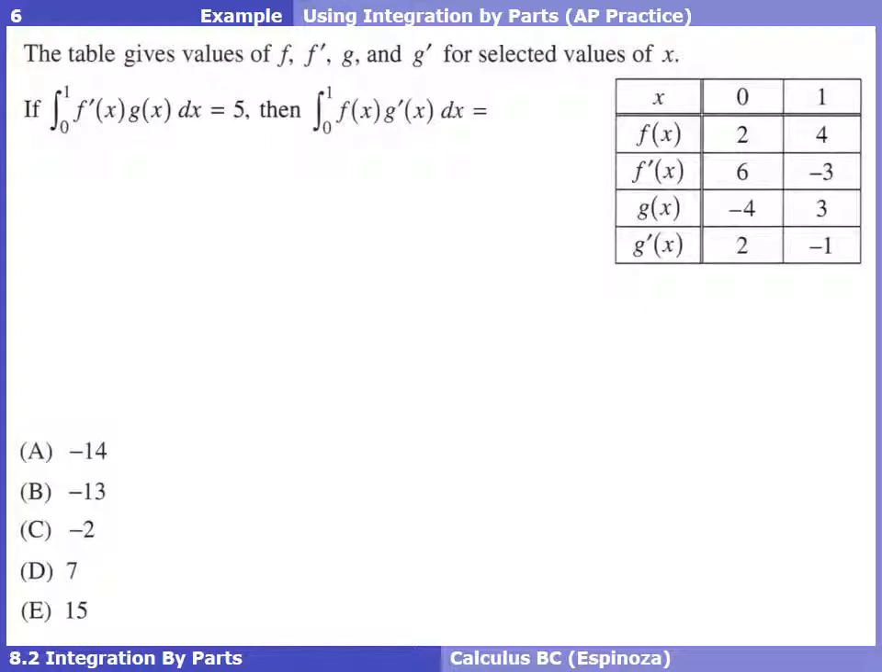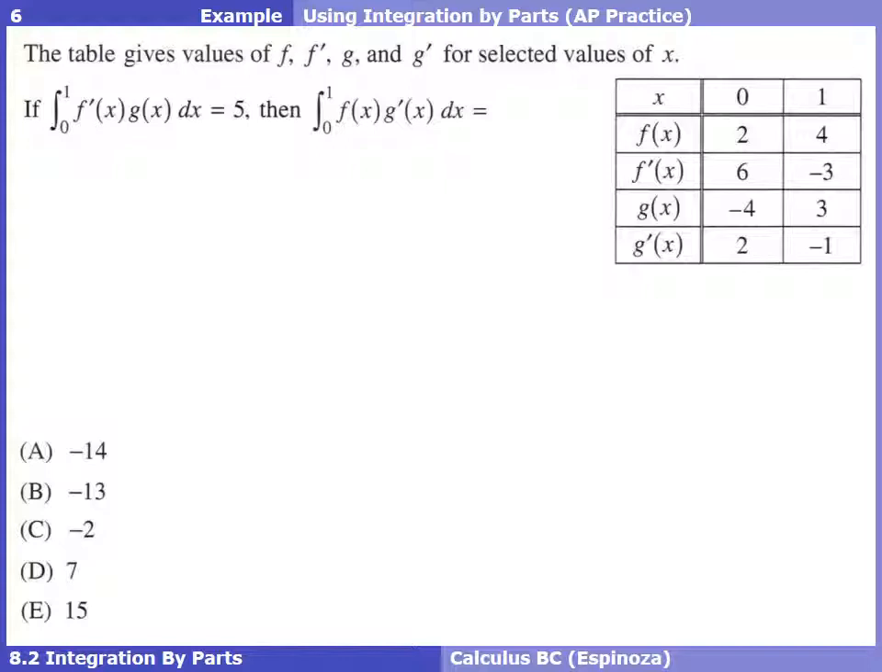Okay, here we have another typical kind of AP test question where they do what I think makes some of these problems seem overly complicated but actually easier, and they don't give us any functions at all. They just give us the notation for these functions, a table of values, and it's our job to kind of figure out what's going on here.